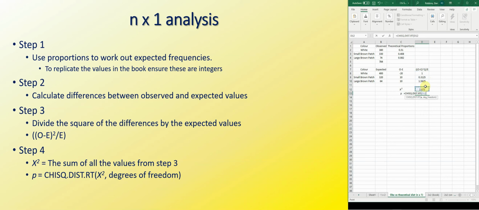Then we're going to need the degrees of freedom. As you can see here, we had 3 rows, 1 column. 3 minus 1 gives us 2, and we always maintain at least a value of 1. So therefore we have 2 degrees of freedom. This gives us a chi-squared value of 0.2375. Let's have a look at how the analysis compares when we use JASP.